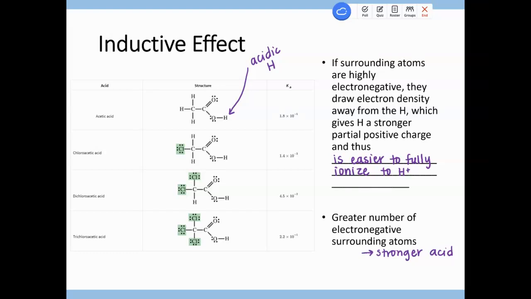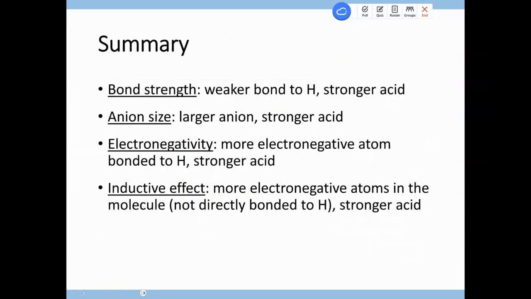All right. Now notice the names here, not that you need to remember them, but this is fluoroacetic acid, this is dichloroacetic acid, 2 chlorines. This is trichloro, because we have 3 chlorines. Okay, so the summary on the next slide of all these trends: weaker bond, stronger acid; larger anion, stronger acid; more electronegative, stronger acid; and then more electronegative atoms elsewhere, also stronger acid.